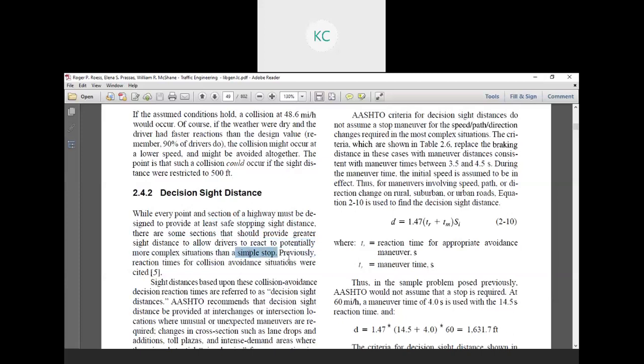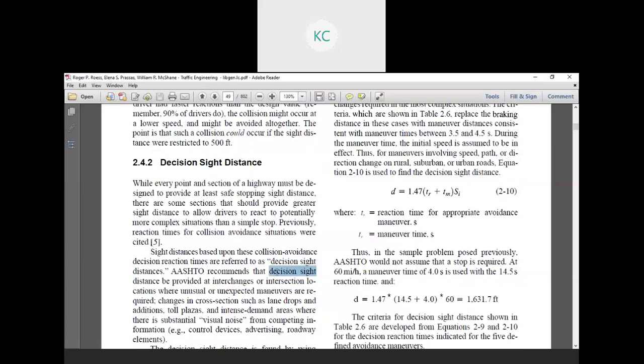Okay, the sight distance based upon the pre-collision avoidance decision and reaction time is referred to as decision sight distance. It is recommended that decision sight distance be provided at interchanges or intersection locations where unusual or unexpected maneuvers are required, changes in the cross section such as lane drops and additions, toll plazas, and intense demand areas where there is substantial visual noise from competing information.